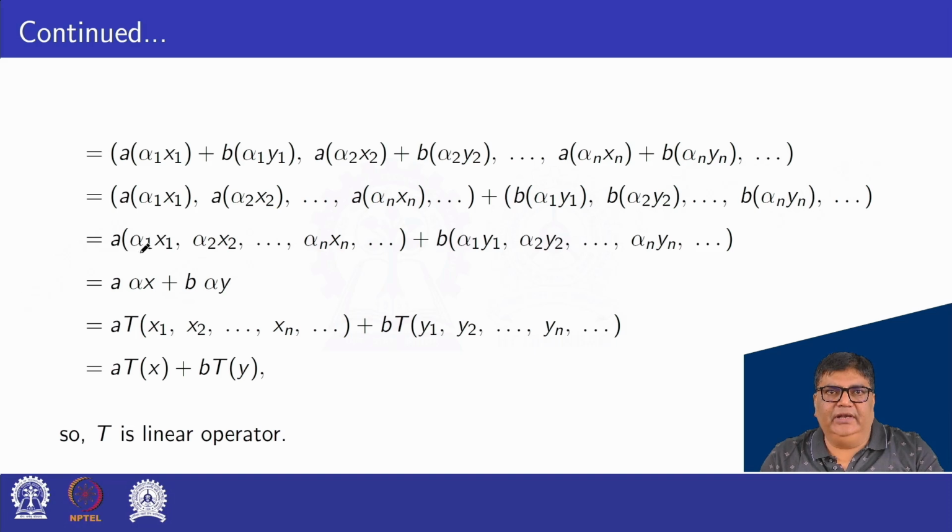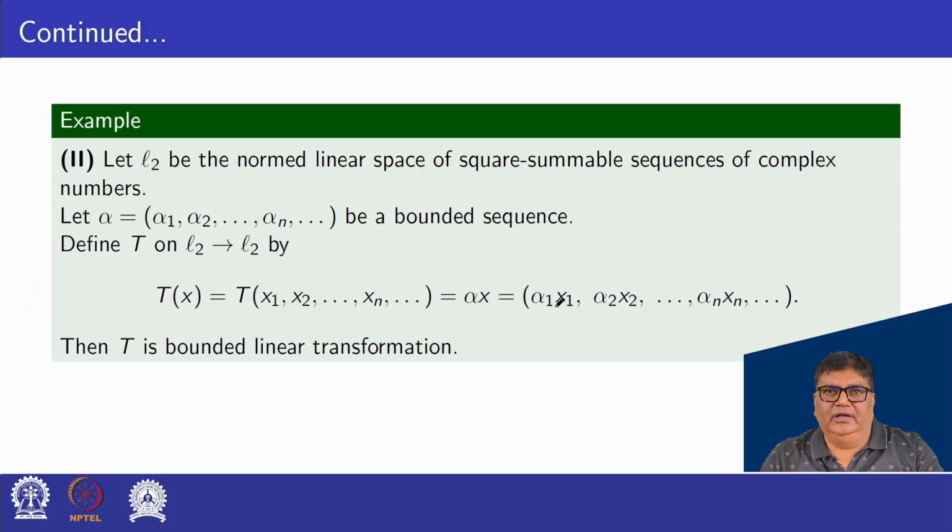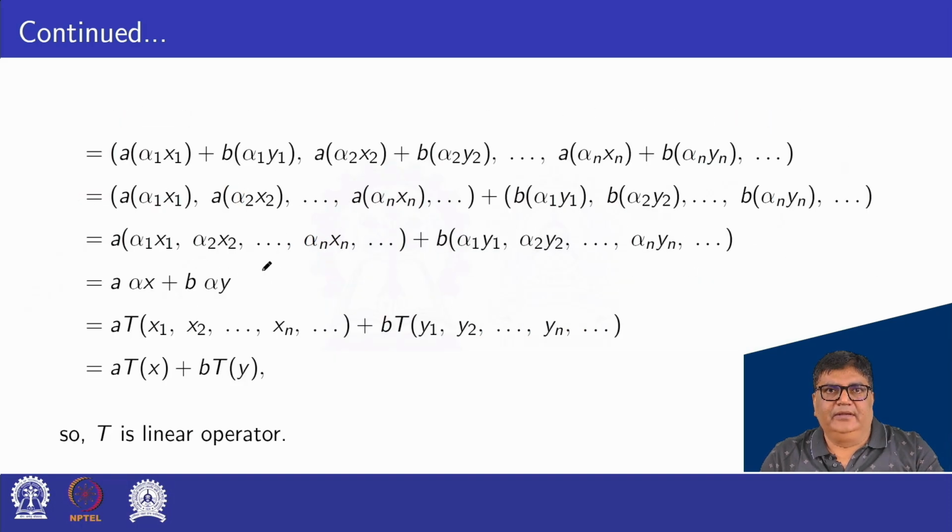Here A is common, and from this term B is common. So we can write A times (alpha 1 x1, alpha 2 x2 and so on alpha n xn) plus B times (alpha 1 y1, alpha 2 y2 and so on). As per the statement, alpha 1 x1, alpha 2 x2 and so on alpha n xn can be written as alpha x. So this vector can be written as alpha x, and this vector can be written as alpha y.